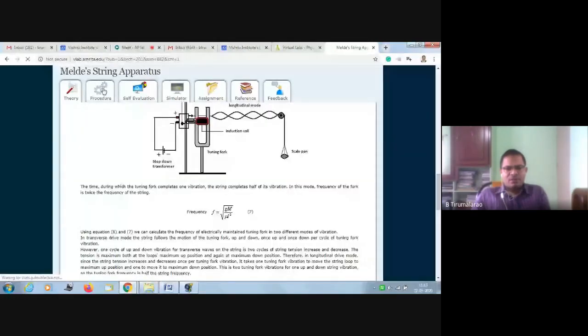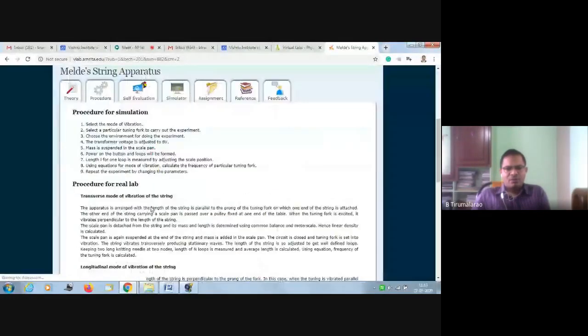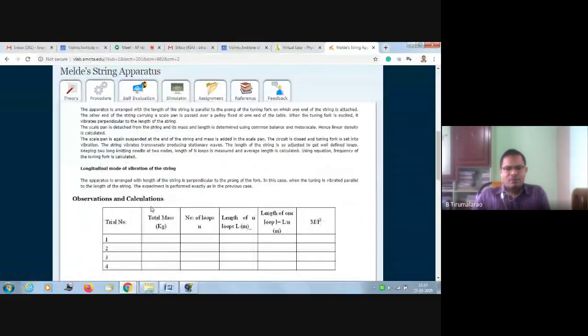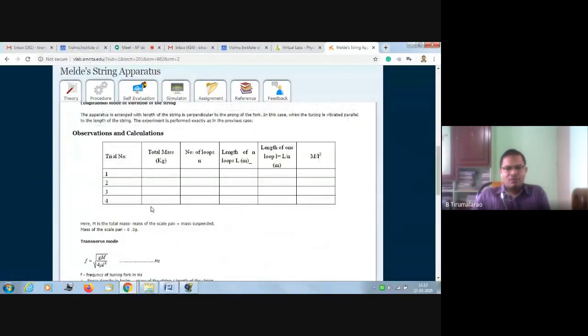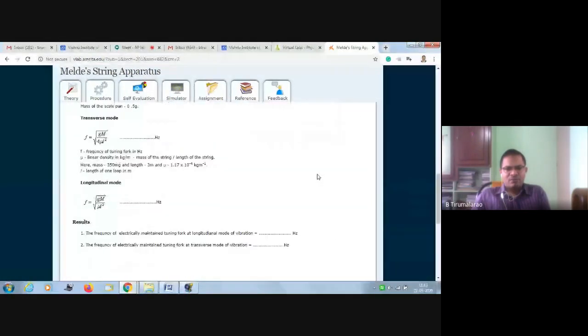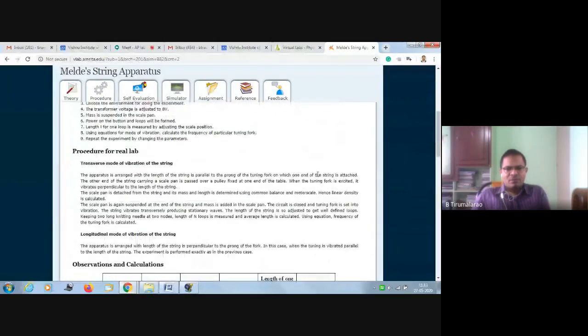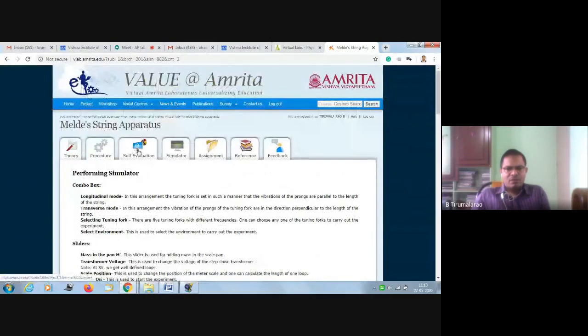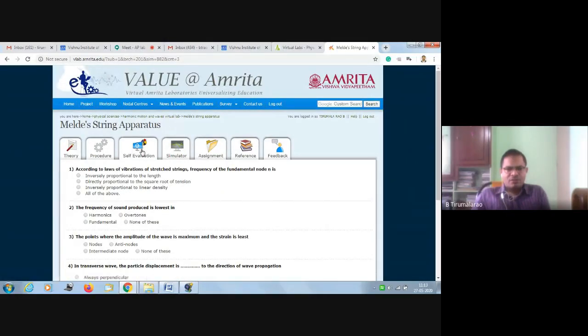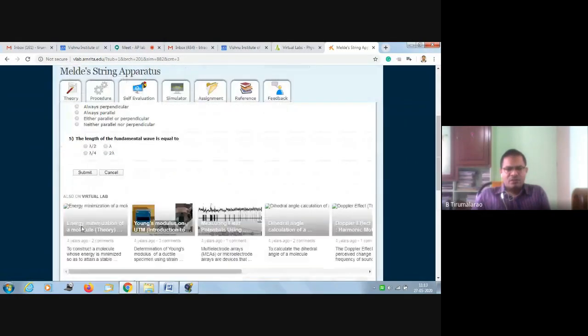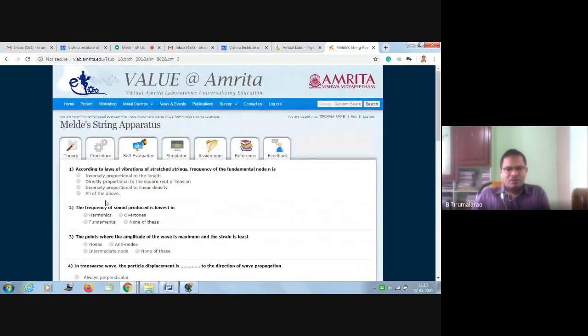This is the procedure, how you can calculate the frequency of the tuning fork. But in the simulation we can get it directly. If you go to the self-evaluation, we have some multiple choice questions. You can submit and get your score.